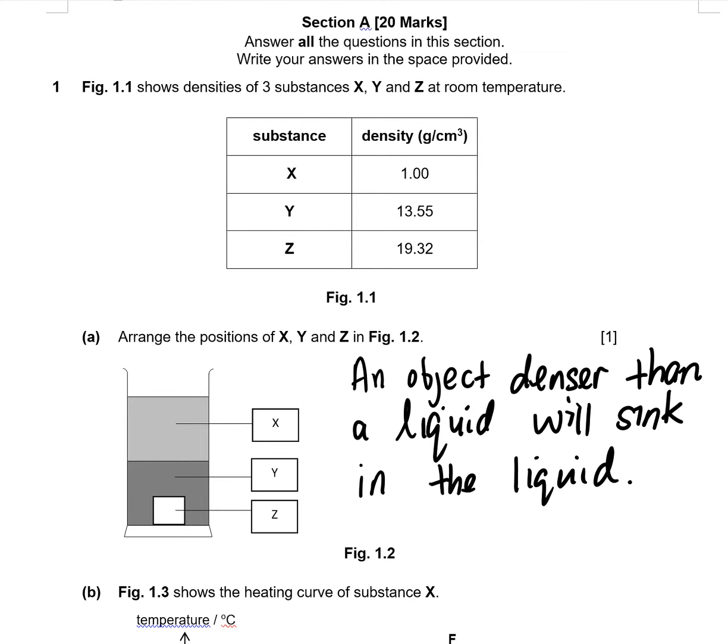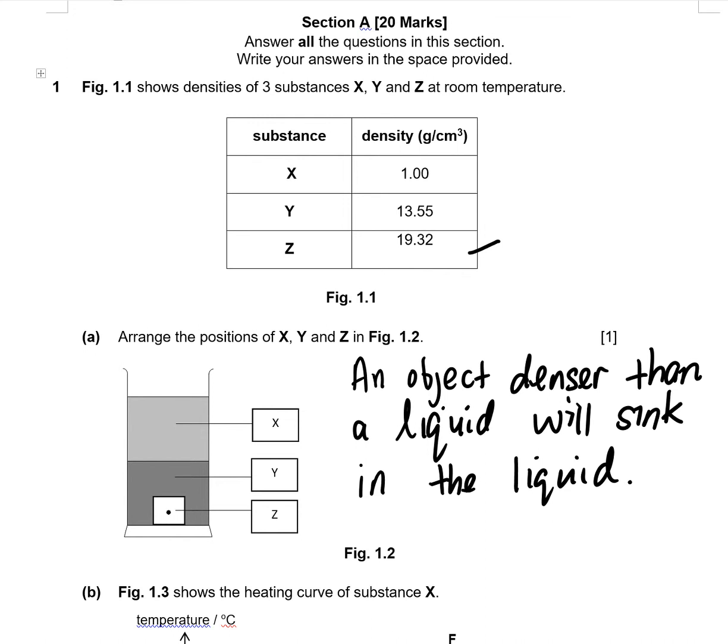Question 1a, you're given the density for x, y, and z. And if you look at it, you will notice that z has the largest density. So if you look at this diagram, note that if you put an object into a liquid, if the object is denser than the liquid, it will sink.